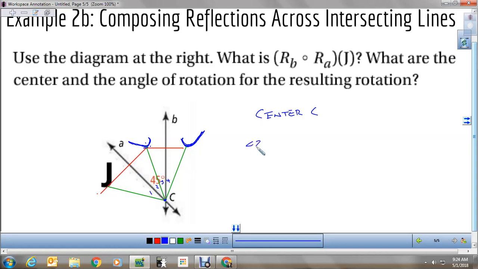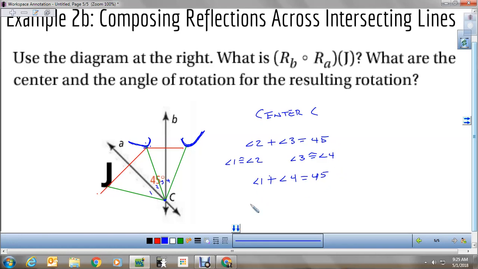We know that angle 2 plus angle 3 is going to equal 45. And one thing we know is that angle 1 should be congruent to angle 2, and angle 3 should be congruent to angle 4. Therefore, we can use substitution: angle 1 plus angle 4 should equal 45.